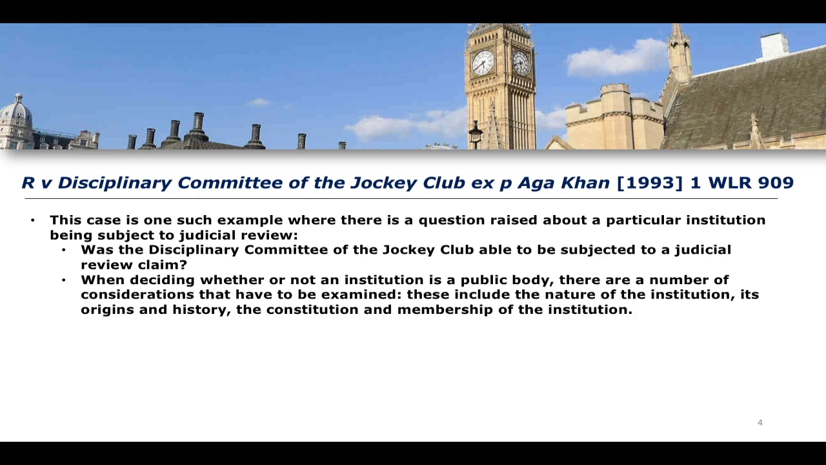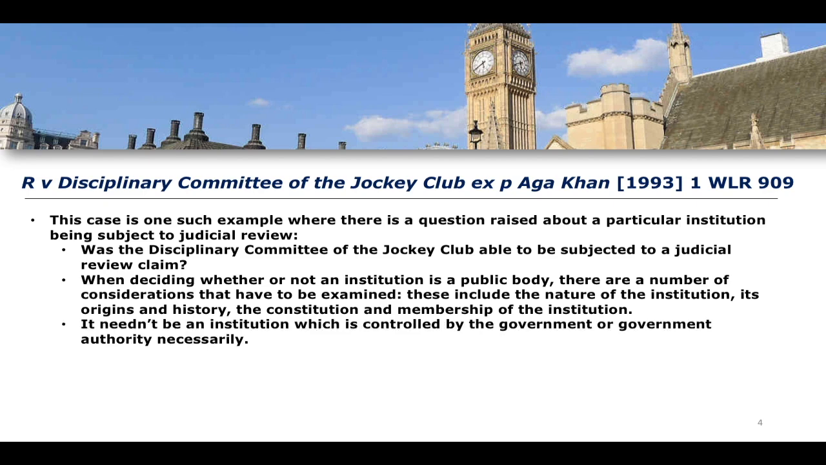Well, the courts concluded that when deciding whether or not an institution is able to be subjected to judicial review, we have to decide whether or not an institution is a public body. In making this determination, there are a number of considerations that have to be examined. These considerations include the nature of the institution. It also includes the origins and history of the institution, as well as the constitution and membership of the institution. It needn't be an institution which is controlled by the government or a government authority necessarily. So this is something that should be subjected to a case-by-case analysis.